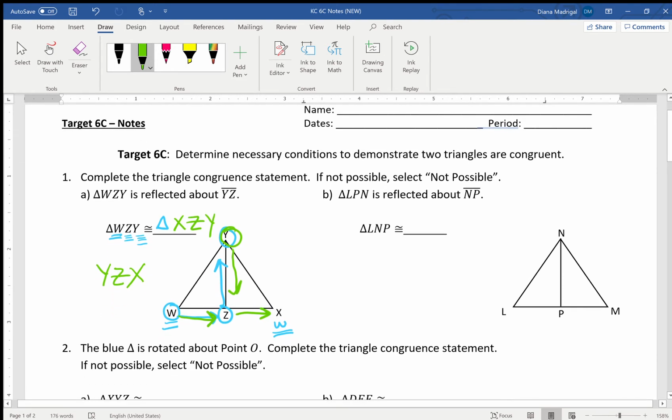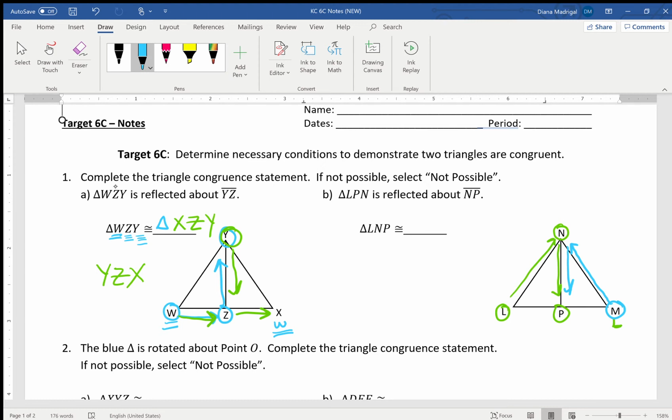Okay, next, let's try the next one. L goes to N, then down to P. See, we have to follow the same order. Again, we're being reflected using the NP line. That means that this L is actually going to be right here. Obviously, it's not called L anymore, it's called M. So it has to follow the same order. Remember, it starts with L, so I'm going to start off with M. And it went up to N, so I have to go up to N, and it goes down to P. So then there you go. My answer for this is that triangle MNP is the same as triangle LNP.